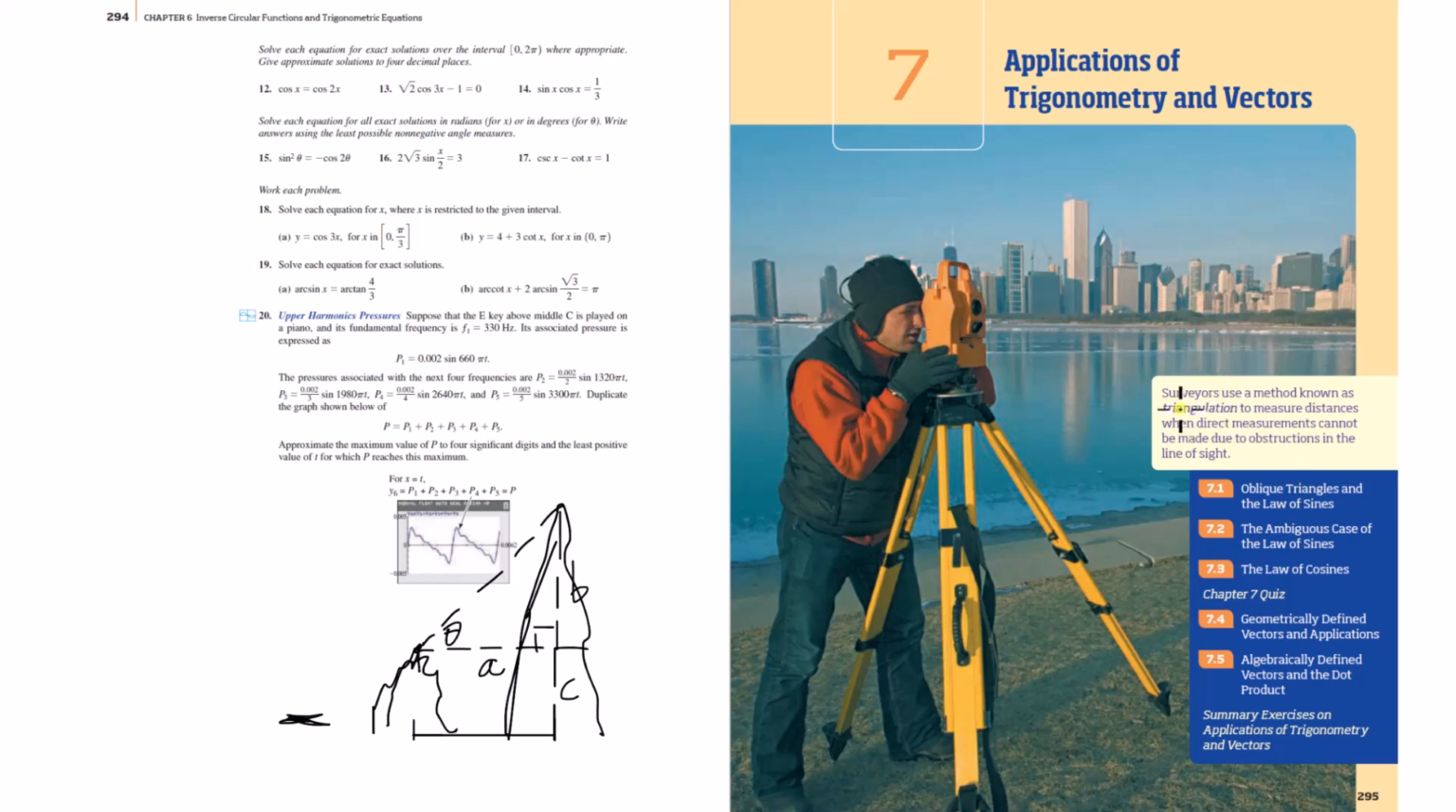Something else that's interesting is that it says surveyors use a method known as triangulation to measure distances when direct measurements cannot be made due to obstructions in the line of sight. So yeah, think about triangulation like the CIA pinpointing the location of a cell phone. You know the distance from the cell phone to the cell tower, and so you can get the angle. What they're doing with triangulation is solving triangles to get unknown distances that are hard to measure, and then they can pinpoint locations. That's the idea of triangulation. You're solving triangles.